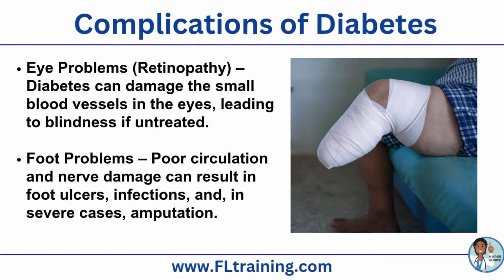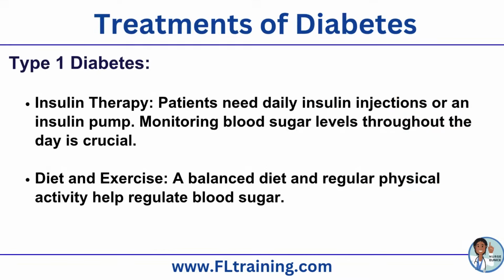Eye problems or retinopathy. Diabetes can damage the small vessels in the eyes, leading to blindness if untreated. And then foot problems. We mentioned it before, but poor circulation and nerve damage can result in foot ulcers, infection, and in severe cases, amputation, because the infection gets down to the bone. And even with the best medical care, poor circulation, chronic infections, sometimes they will have to have that part of the limb that is infected amputated or removed.